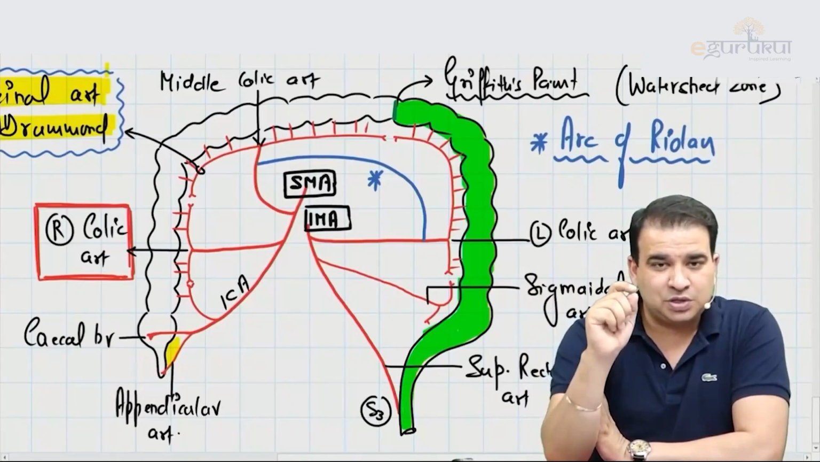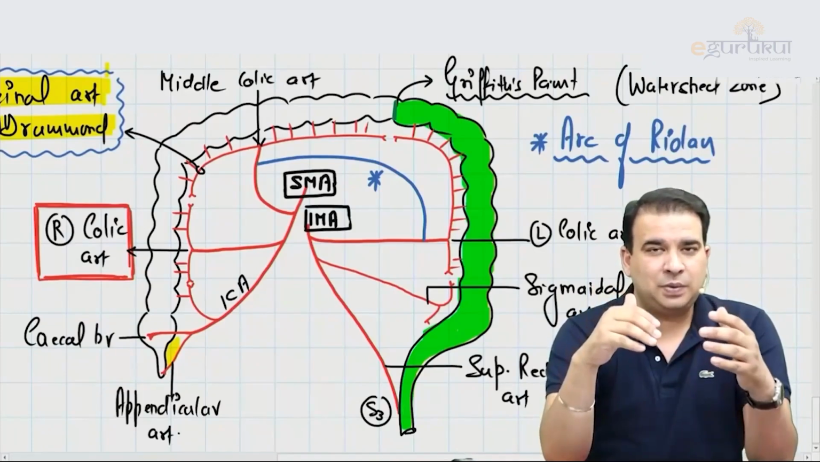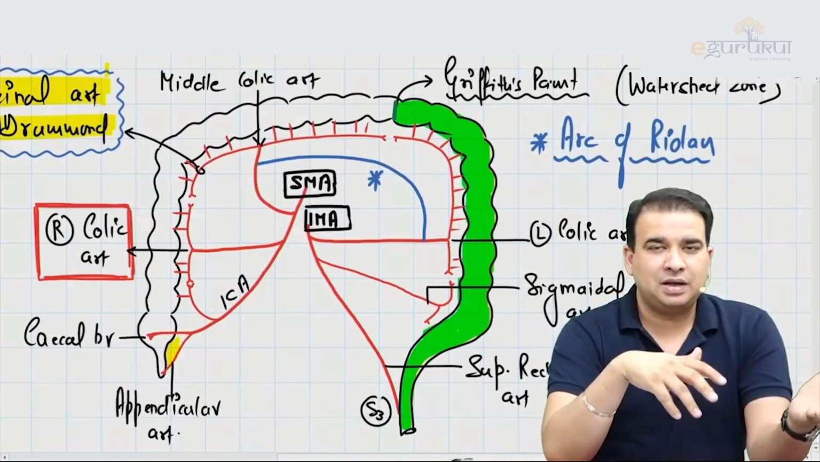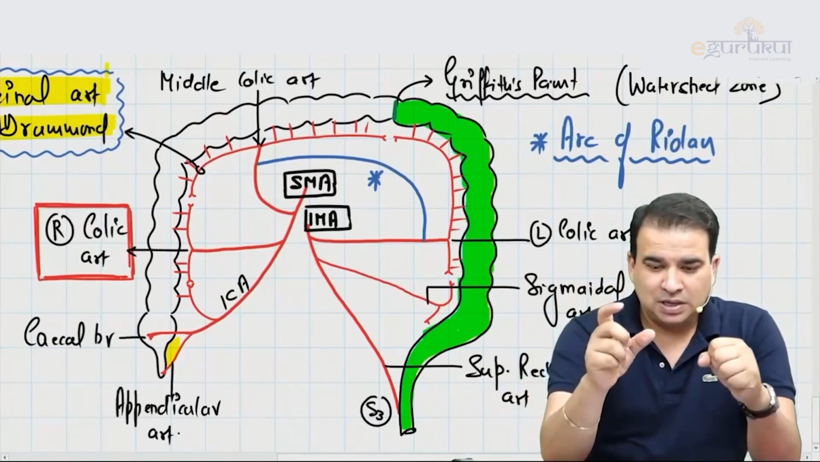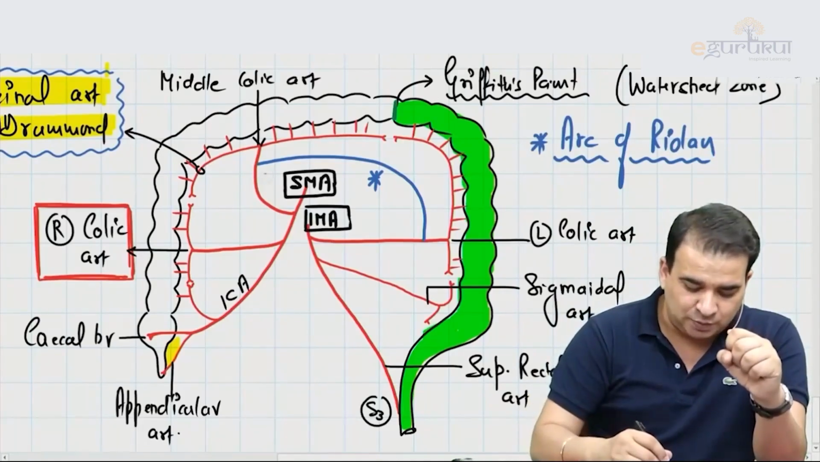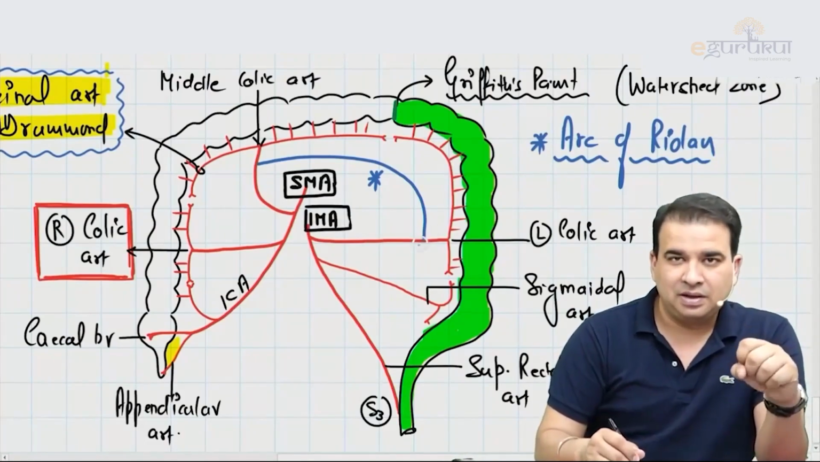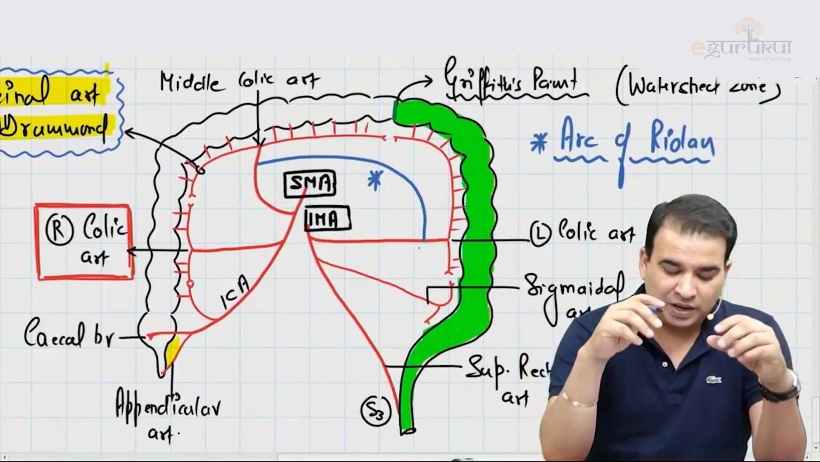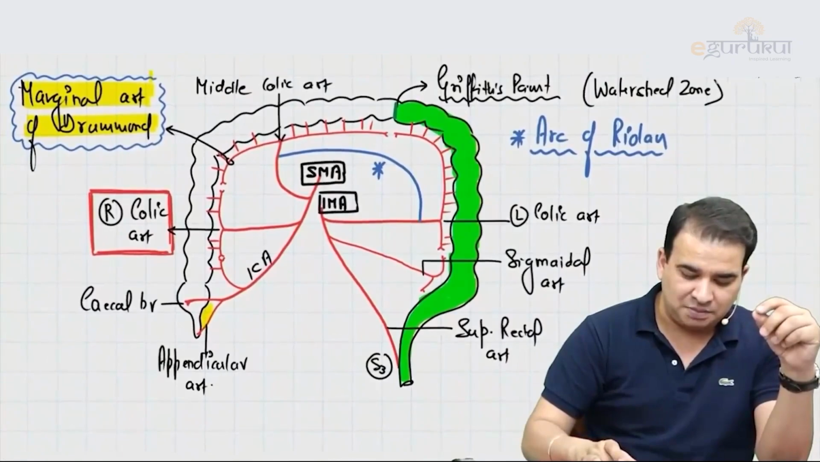They even ask this question in this way once, that it's a connection between what? It's a connection between the proximal part of the superior mesenteric to the proximal part of the inferior mesenteric. Make sure to write it also, that the arc of Riolan is a connection between the proximal part of the superior mesenteric artery to the proximal part of the inferior mesenteric artery. The options were arranged in such a way.